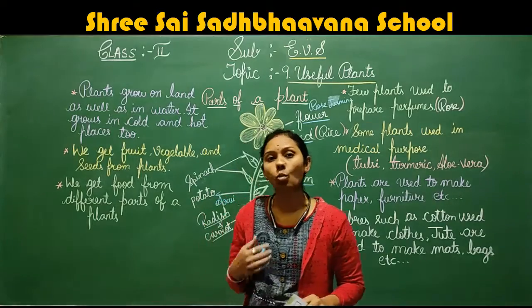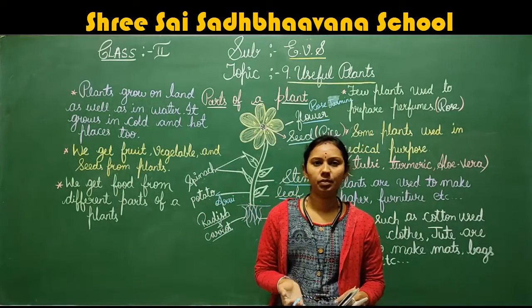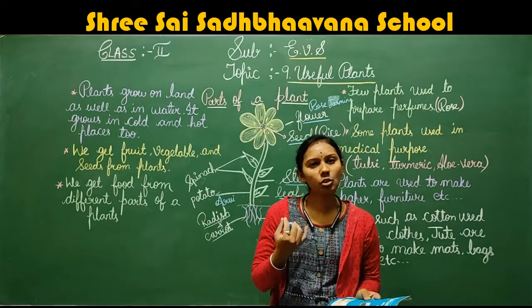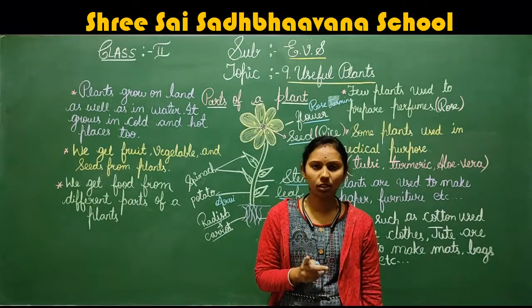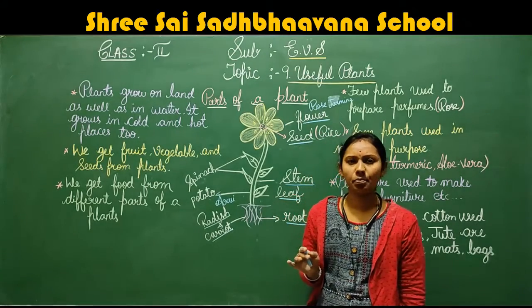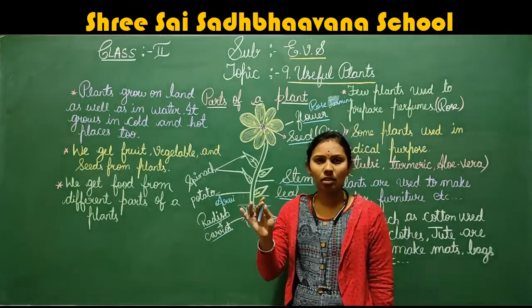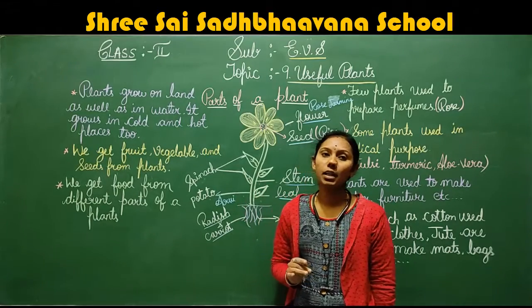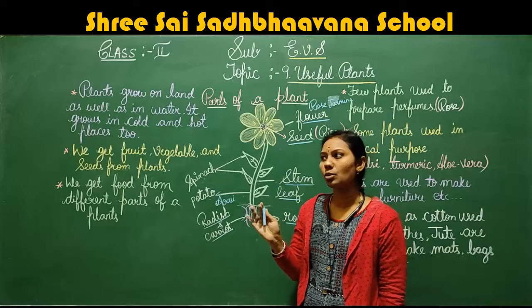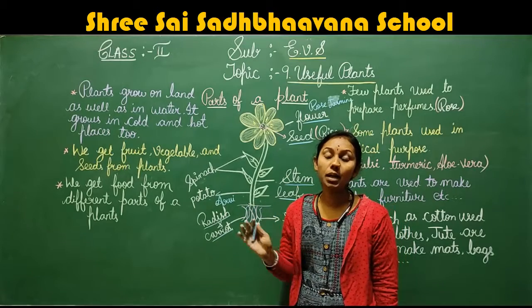How? We have to water the plants regularly. If the plants need to grow, we should water them regularly, and the plant should be placed in such a way that sunlight falls on it. It should be kept under the sunlight.